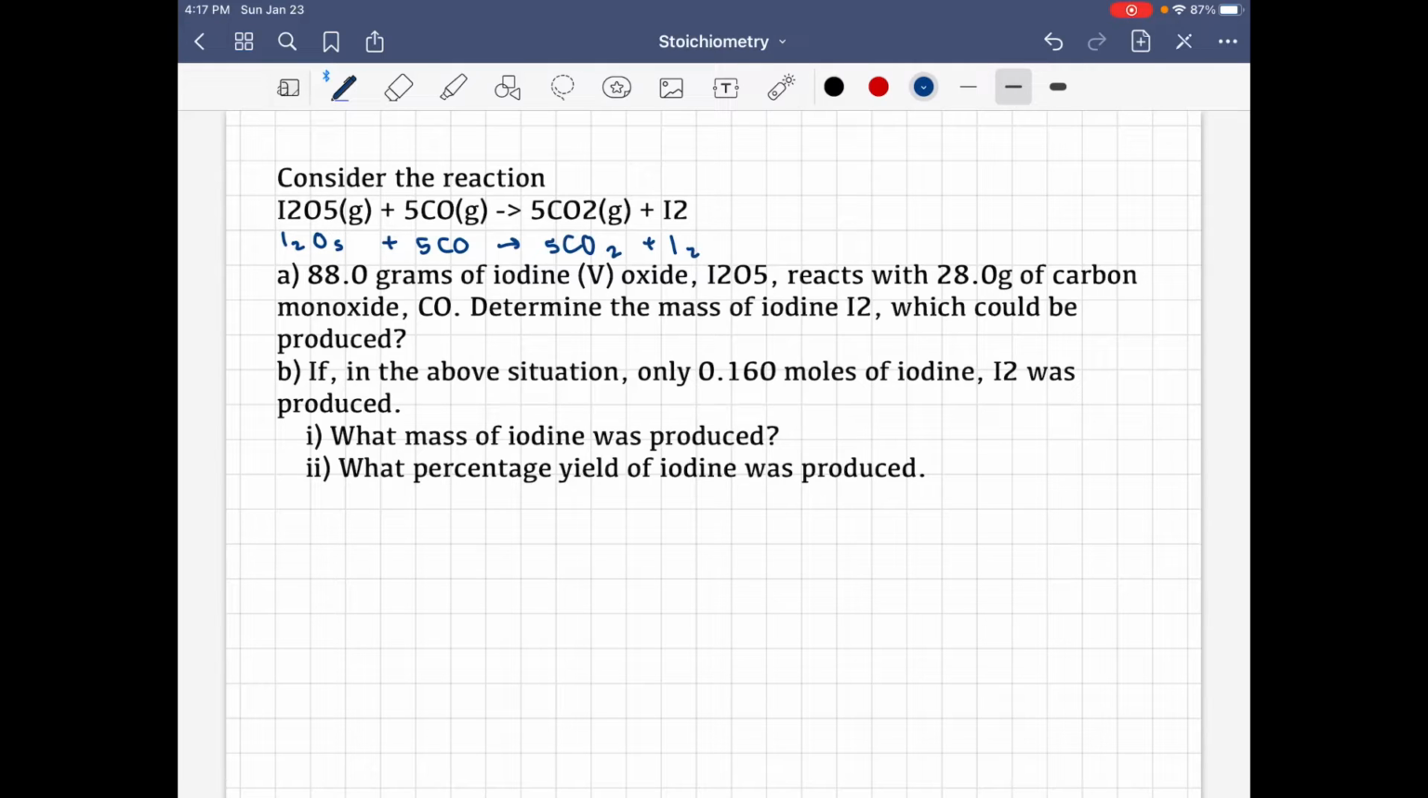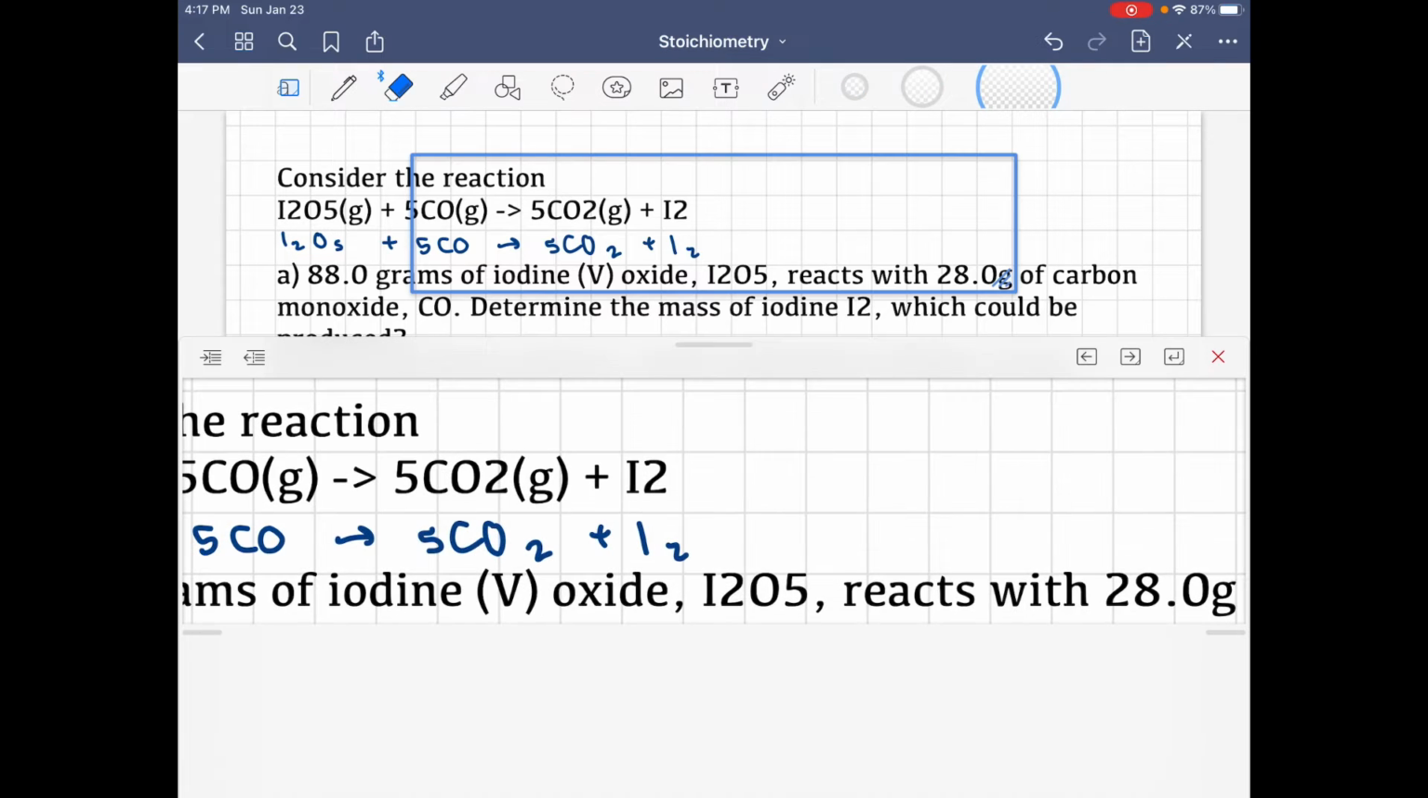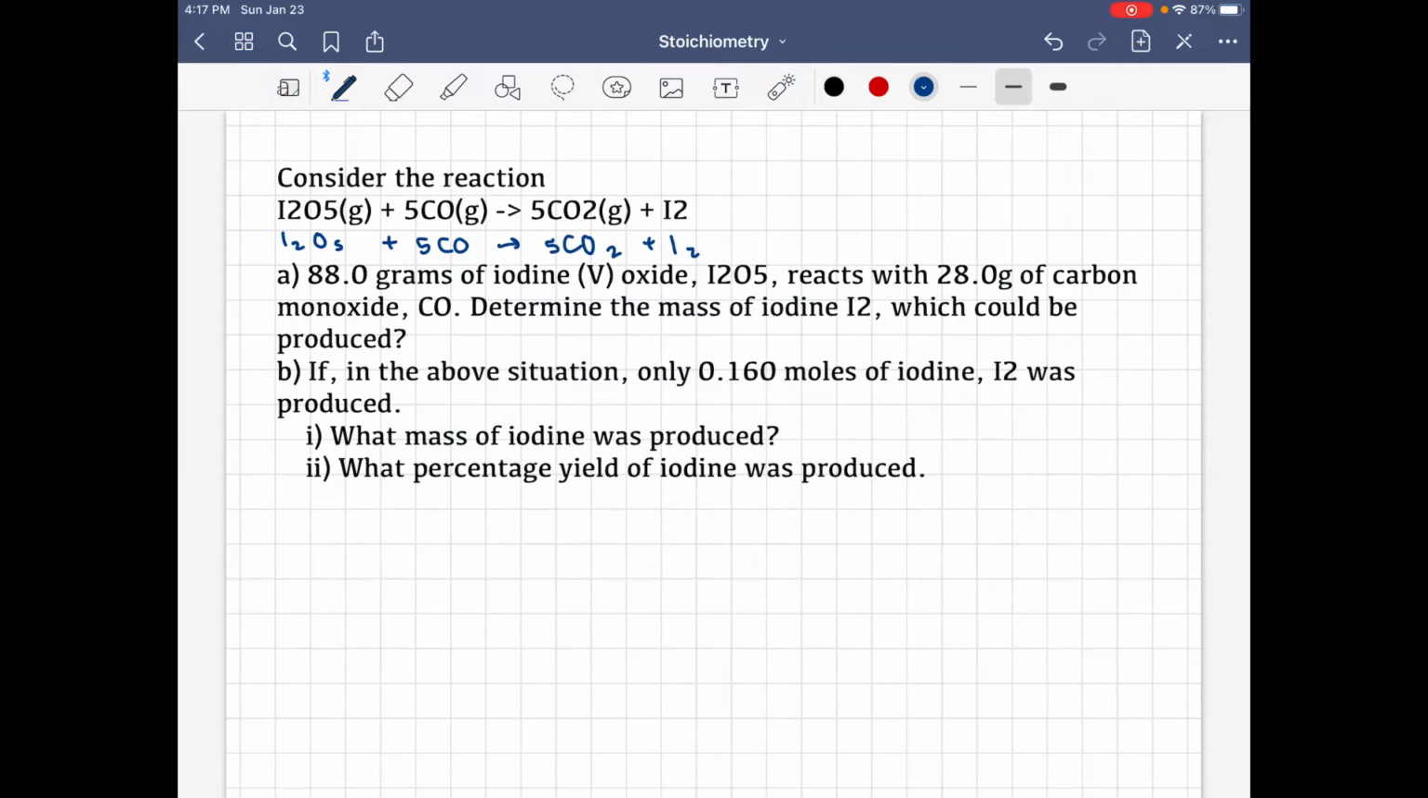Good morning, guys. So based on this equation, we're going to find the mass of iodine that can be produced, and the percentage yield of the iodine produced. Here I just rewrote this equation to make it more clear.